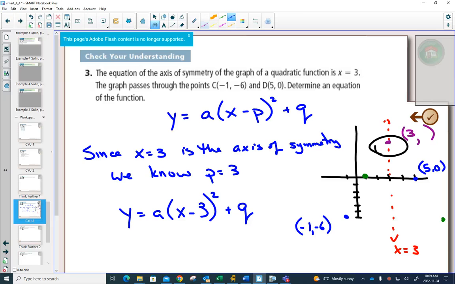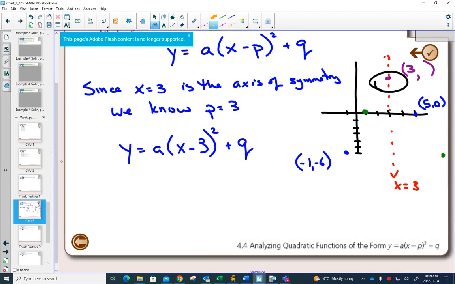And if there's 2 things I don't know, how many equations do I need to make to be able to solve them? I need to make two equations to be able to solve them. So now this question is asking, is there a way to make two equations? Yes. They gave us 2 points. They gave us this point C and this point D. I can plug in point C, the -1 for x, and the -6 for y, and see what happens.